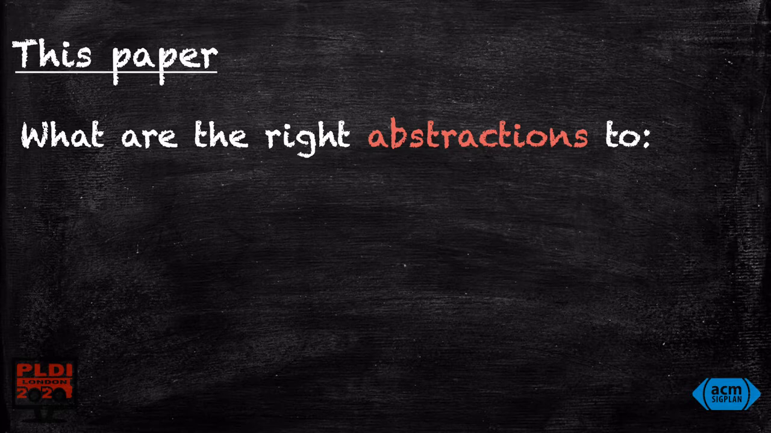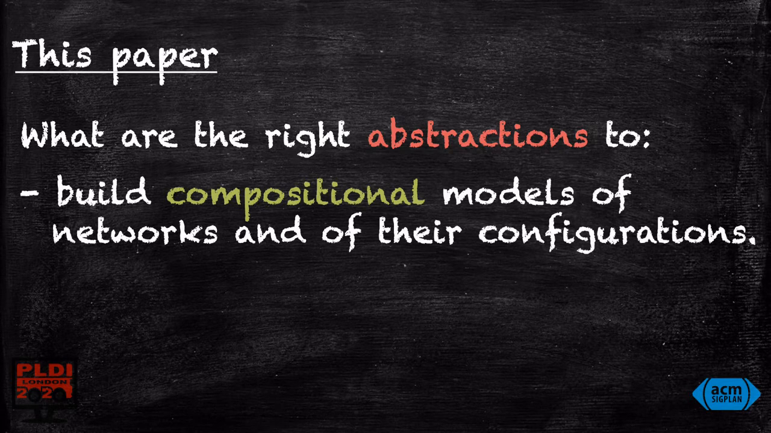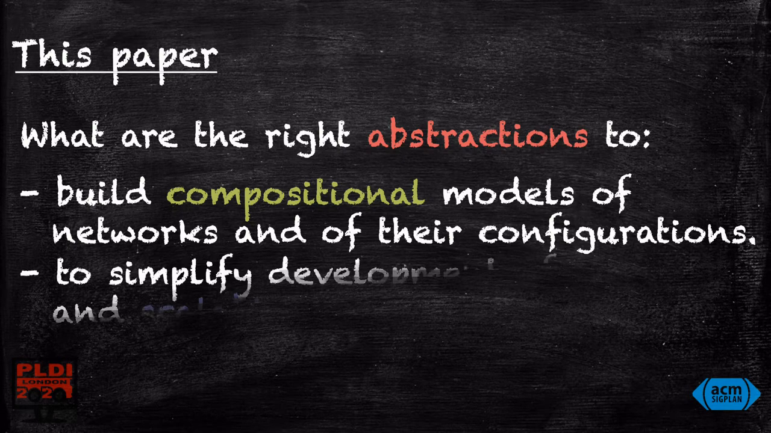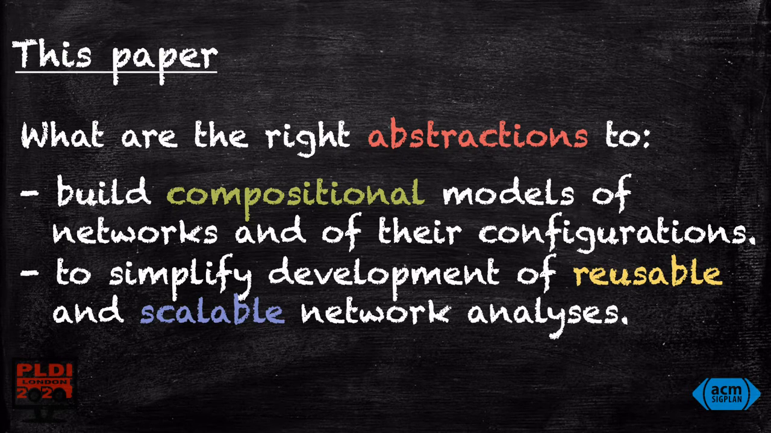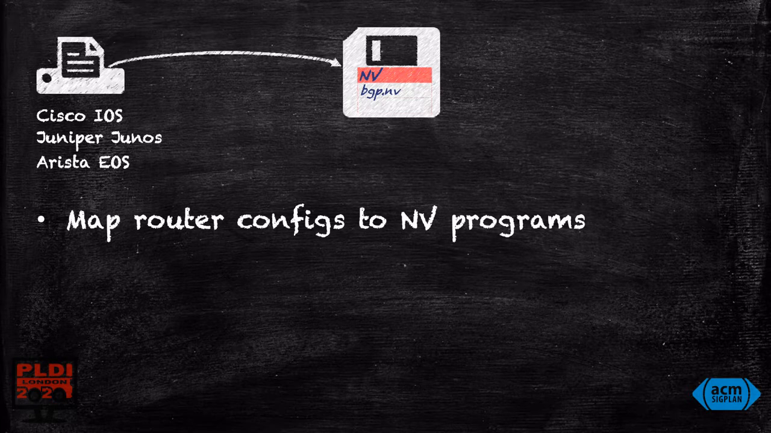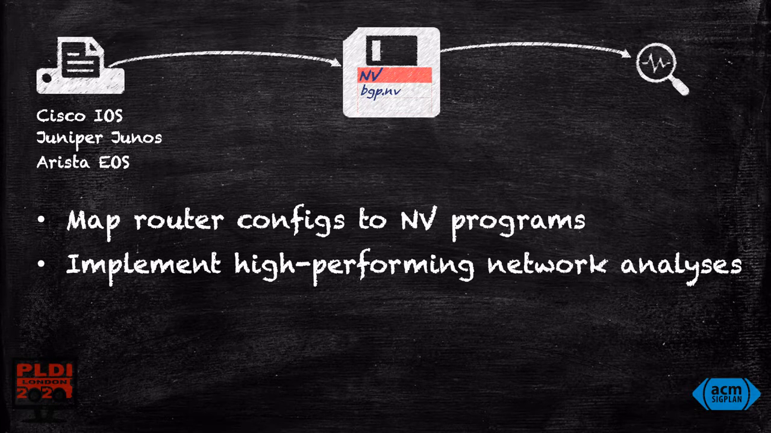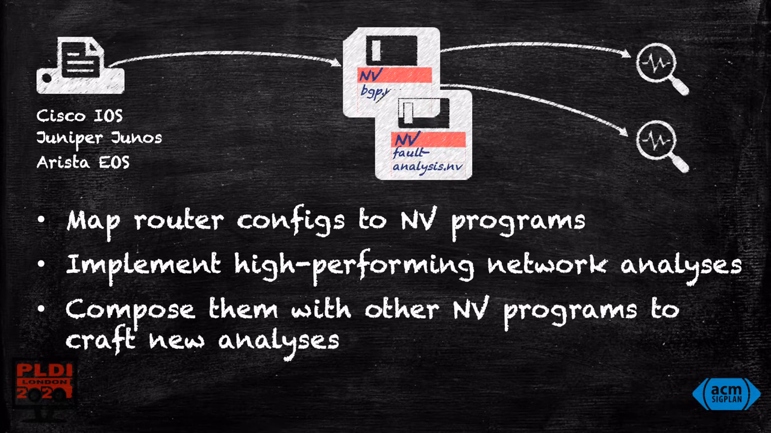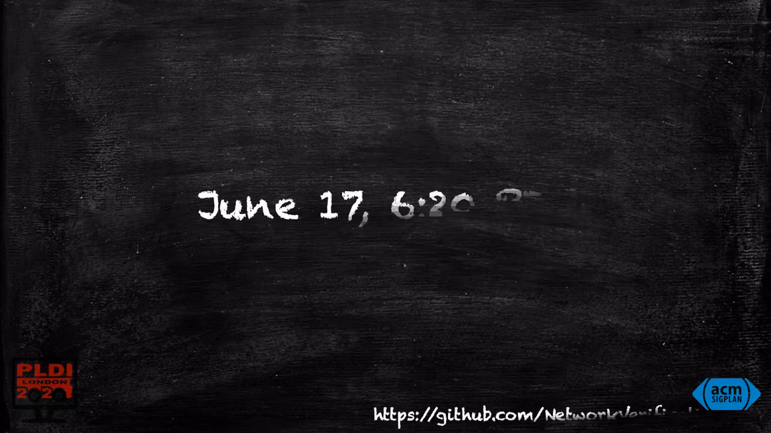This paper is about finding the right set of abstractions that will help us build compositional models of networks and of their configurations, and that will simplify the development of reusable and scalable network analyses. To this end, we designed NV, a functional language to model network protocols and their configurations. We built highly scalable network analyses on top of these models, and we saw how you can build your own analysis just by writing programs in the NV language. So if you want to find out how you can easily code a fault tolerance analysis that outperforms the current state of the art, just come to our talk.